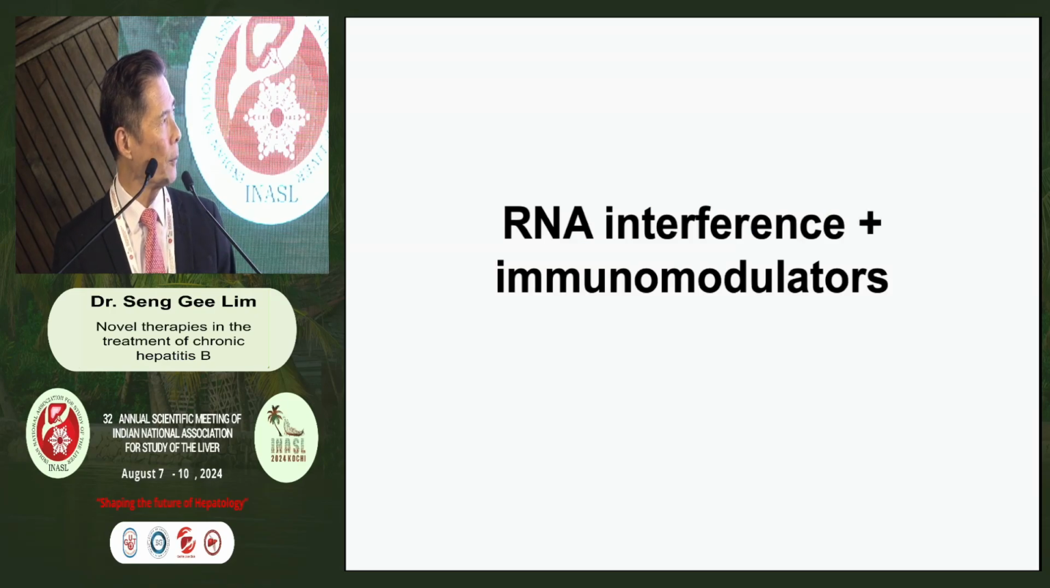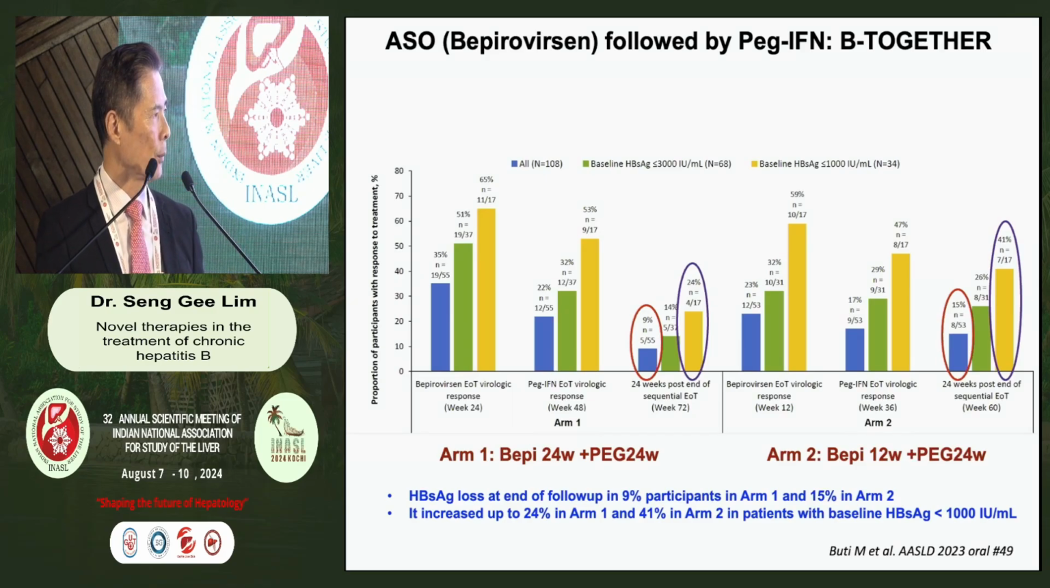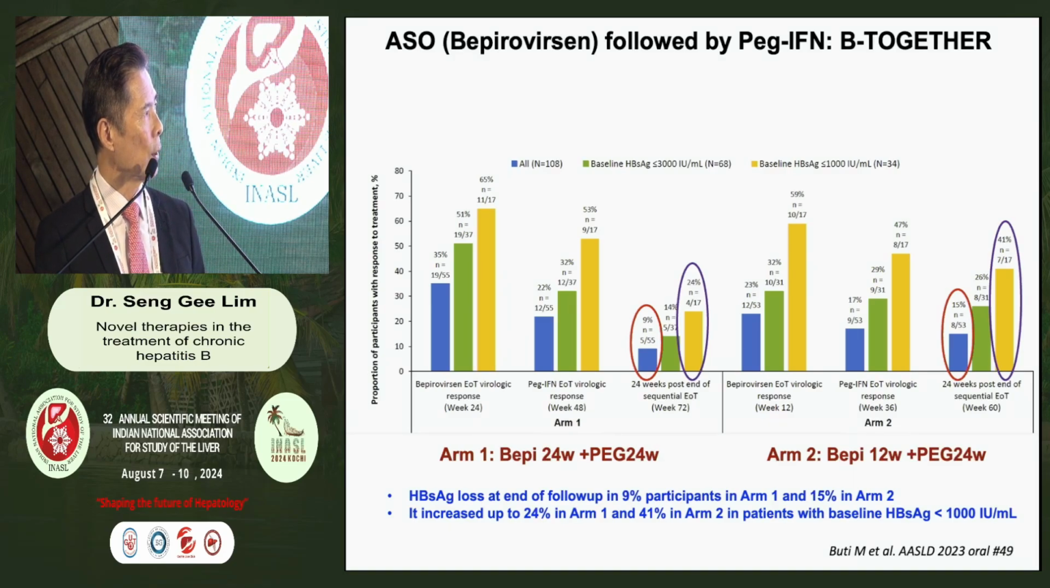So what about combining RNA interference and immunomodulators? How would that work? So this is the study with the bepirovirsen, the GSK drug, with interferon as a sequential therapy. And you see here in yellow, the best responders are those who had an S antigen level of less than 1,000, and 24% in arm 1 and 40% in arm 2.